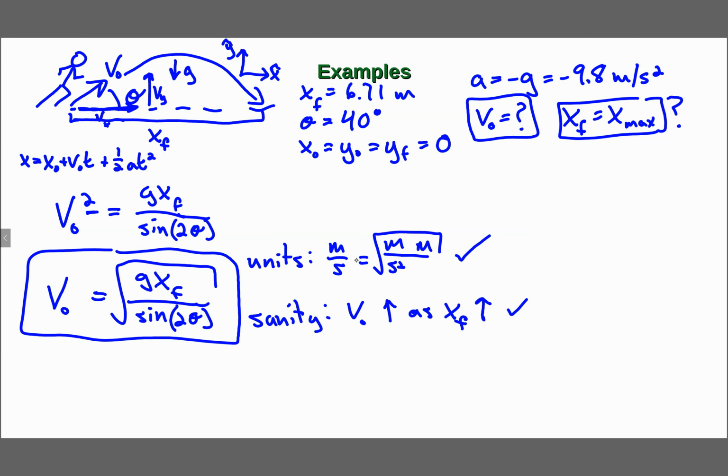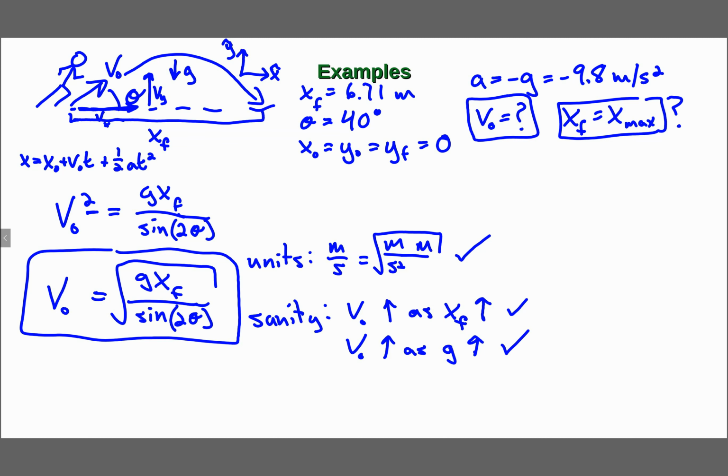I also see that v naught goes up as g goes up. So if she had jumped the same distance xf, but the acceleration from gravity was bigger, she would have had to jump harder, right? She would have had to jump with a greater velocity. She would have had to leave the ground with a greater velocity. And that makes sense too. If gravity pulled her down even faster, but she managed to go the same distance, she would also have to jump harder. So that sanity check also makes sense.